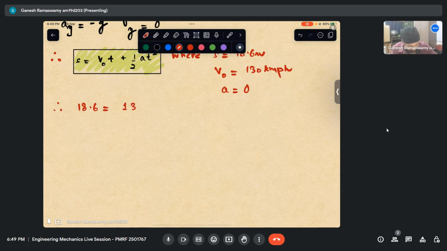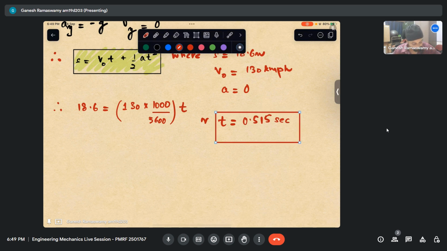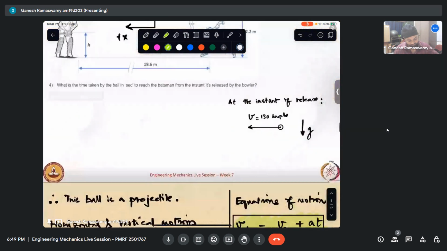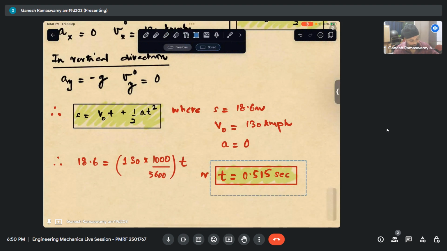130 into 1000 by 3600 times T, or the time comes out to be 0.515 seconds. So once the bowler releases the ball, it reaches the batsman within a time of 0.515 seconds. So that is the answer to this question. So let us copy and put it here.